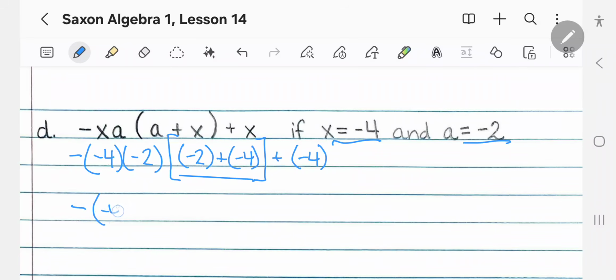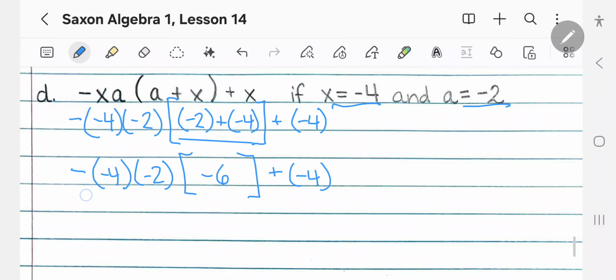Negative or opposite of -4 times -2 inside the brackets. We can do -2 plus -4, which is -6. We can see here that this is one big multiplication, right? So we can go ahead and include this negative in that. You can think of this negative here as the opposite of what you get when you do this, okay? Or we can just count it as though that's like a -1 times all that. Count that negative as well.